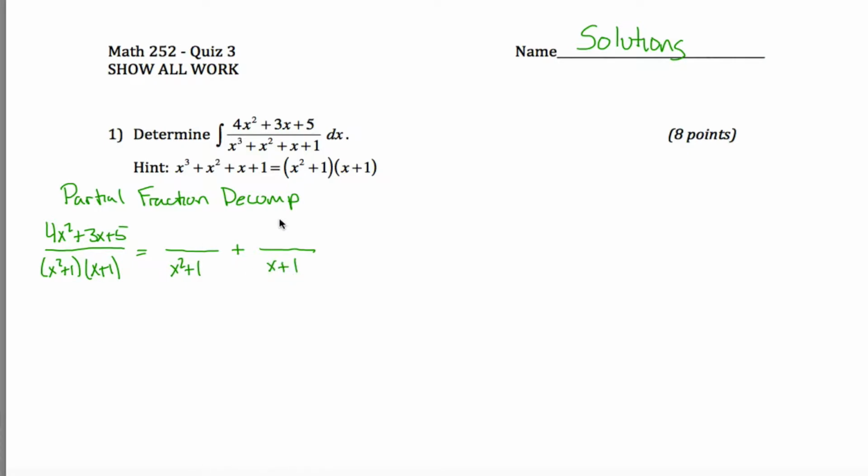So what goes up on the top? Well, that's what you're trying to figure out. Because this is a second degree irreducible polynomial, I need a first degree polynomial up in the numerator here, and a 0 degree over here, I guess. So this is my partial fraction decomposition setup.